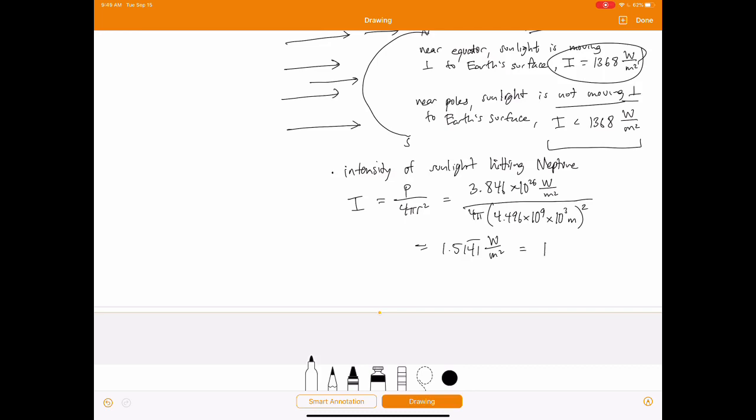And so that would be 1.514 watts per square meter. So the intensity that's hitting Neptune is much, much less than the intensity of the sunlight that hits Earth, which is why Neptune is such a cold and dark planet compared to Earth.